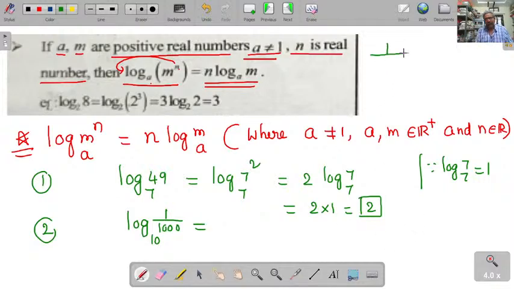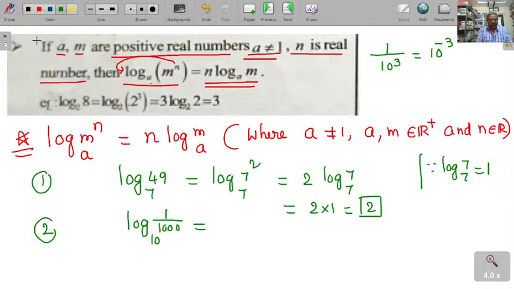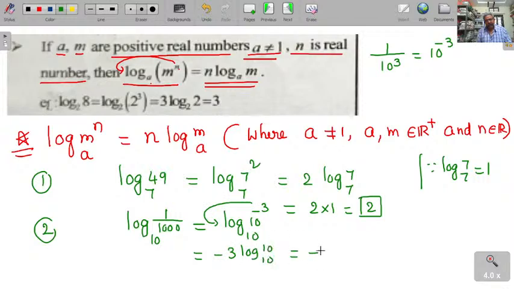See, this 1 by 1000 means 1 by 10 cube, which is equal to 10 to the power of minus 3. So this can be rewritten as logarithm of 10 to the power of minus 3 to the base 10. Using the power rule, this can be written as minus 3 times log 10 to the base 10. Log 10 to the base 10 is 1. Yes, absolutely correct. Niharika, wonderful, you did a good job. Minus 3 multiplied with 1 is minus 3. I hope it's very clear to you.